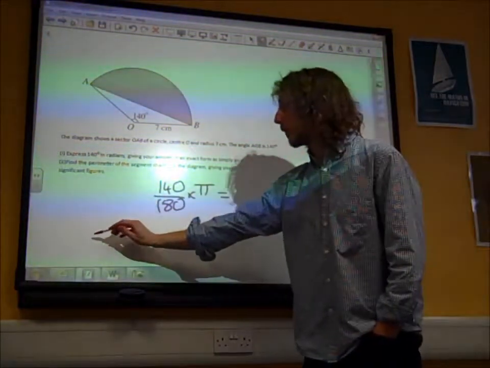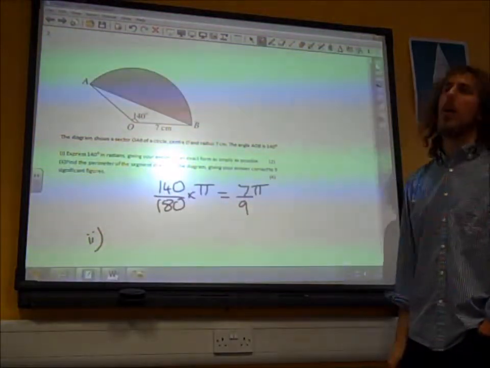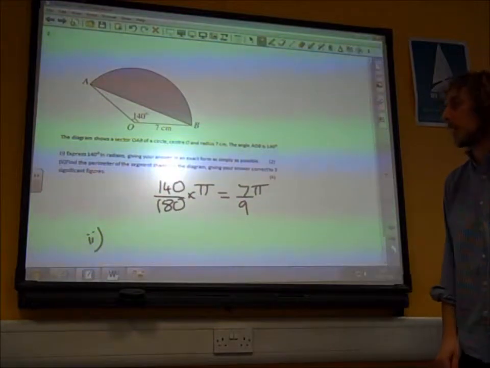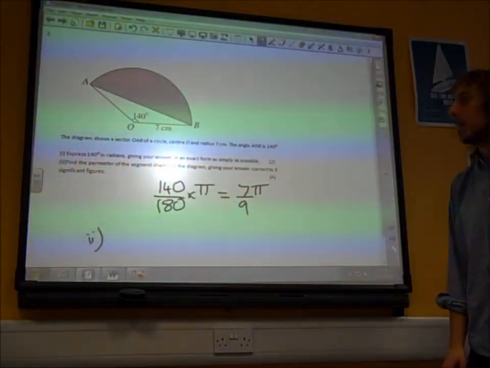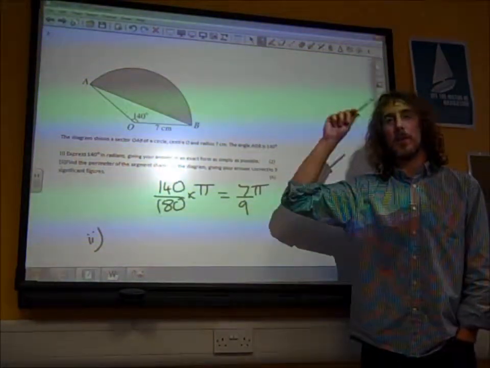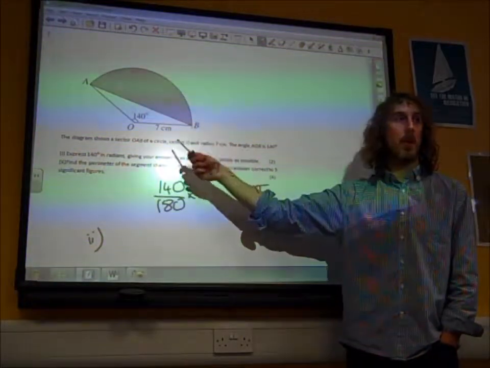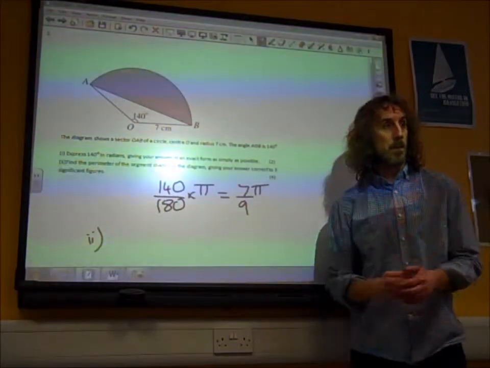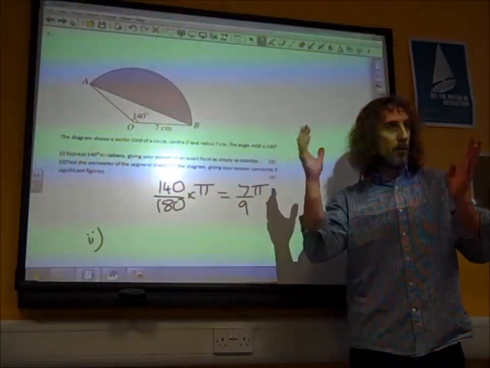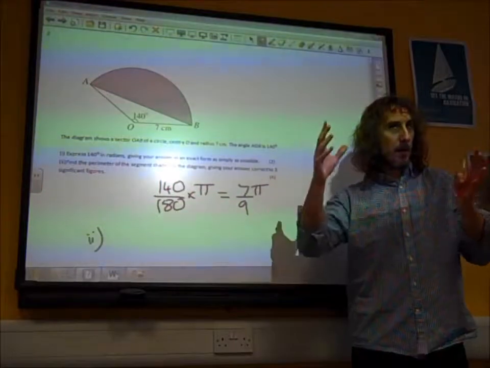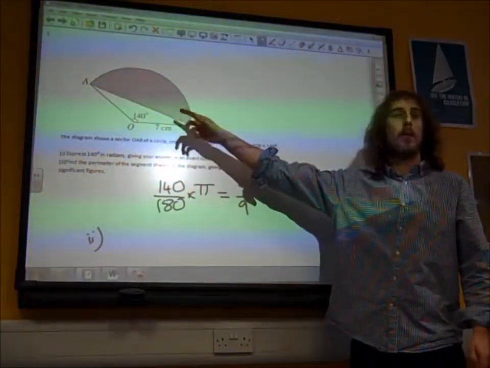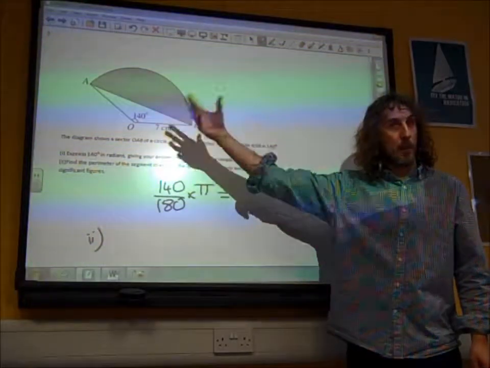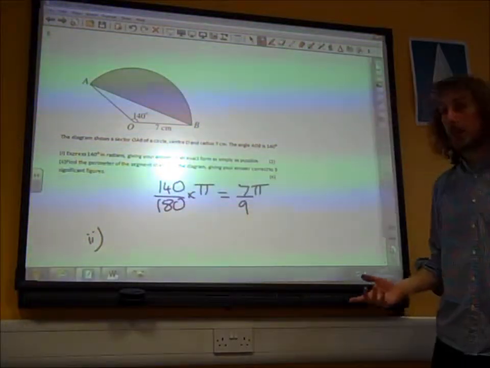Part 2. Find the perimeter of the segment shaded in the diagram. This is funny. I remember doing this as a mock exam. A load of students blindly blundered straight into finding the area of this shaded bit instead of reading the question properly. Because we're used to finding the area, aren't we?